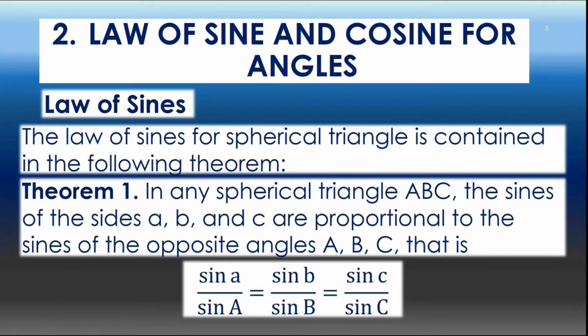Both sides and angles are in degree measure. That is the reason why, in the formula for the law of sines, our sides also have the sine. So we have sine of the side, because the sides are in terms of degrees, same as the angles. So that is a little change in the formula.